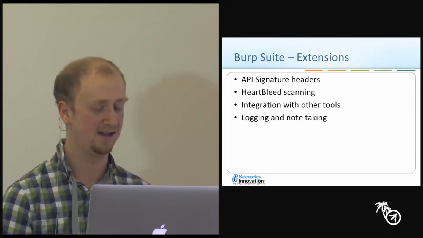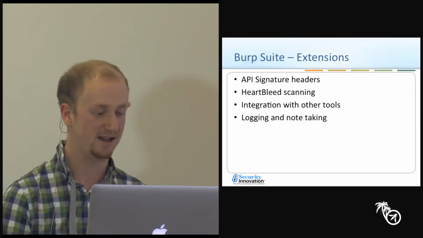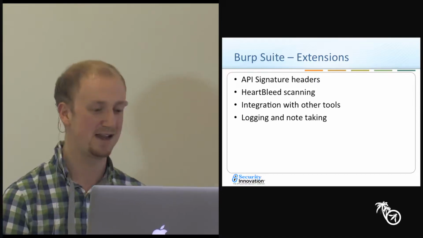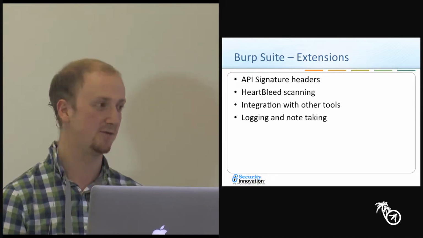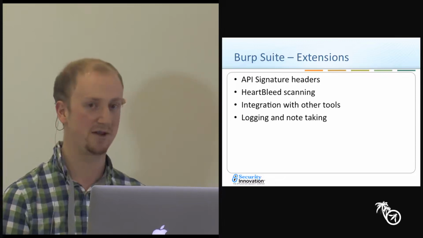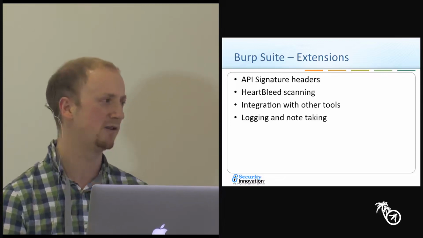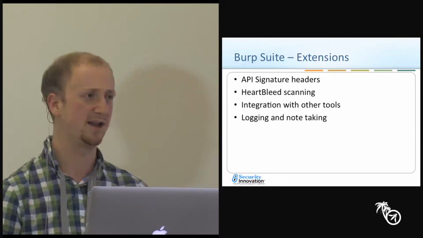Makes testing really easy. Some other extensions that people have made in the past are scanning for Heartbleed, integrating with other tools such as Nmap, pulling up the list of targets from Nmap, and just general logging and note-taking that helps accelerate your methodology.